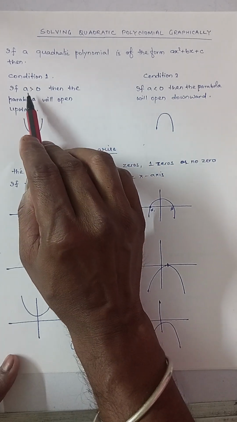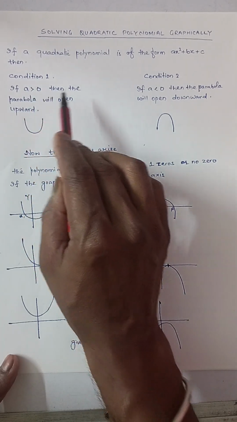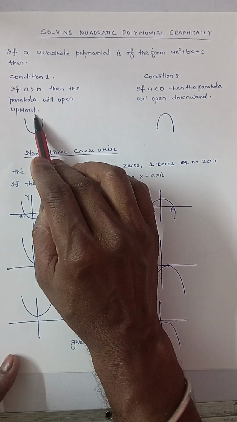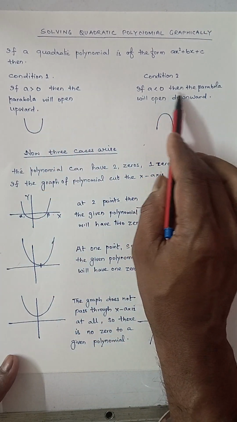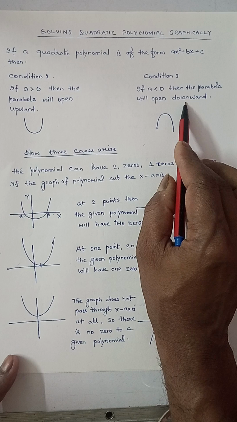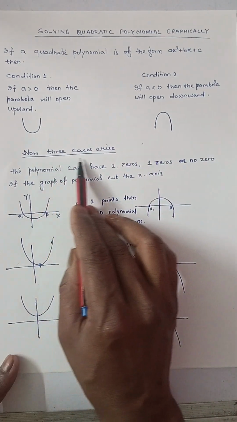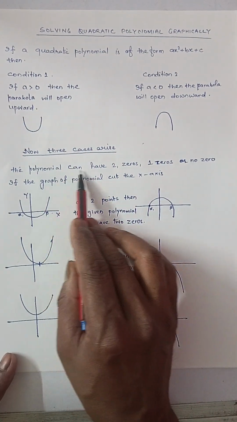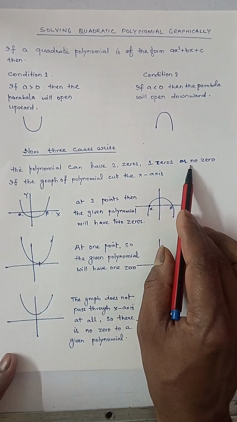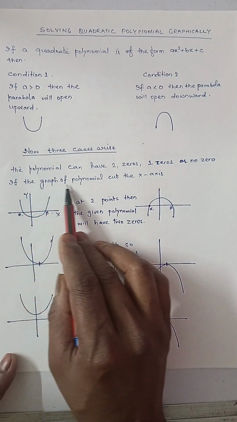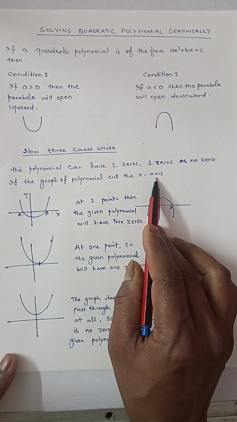Condition 1, when a is greater than 0, then the parabola will open upward. And condition 2, when a is less than 0, then the parabola will open downward. Now three cases will arise. The polynomial can have two zeros, one zero, or no zero.